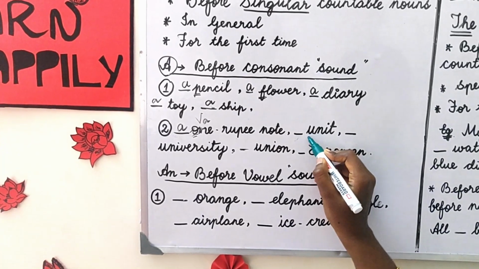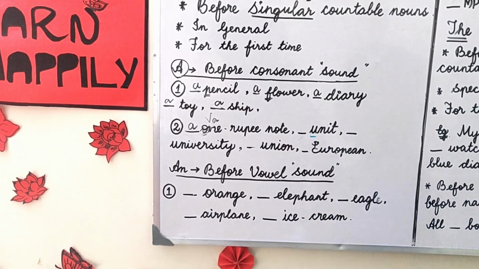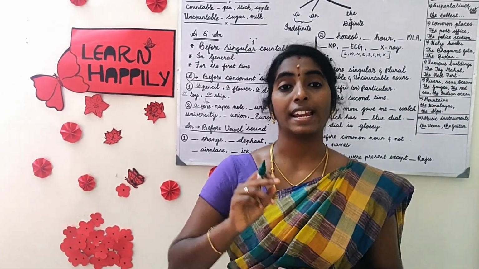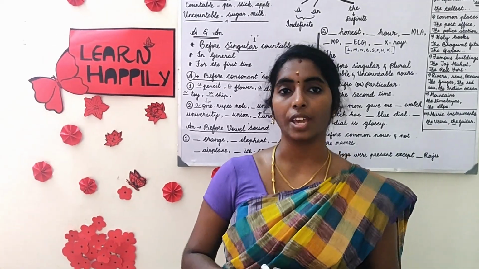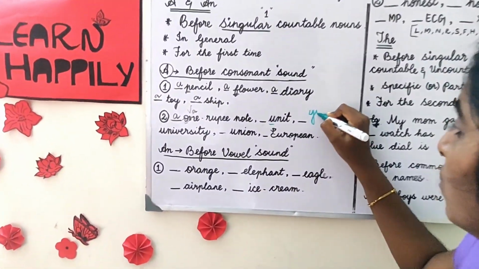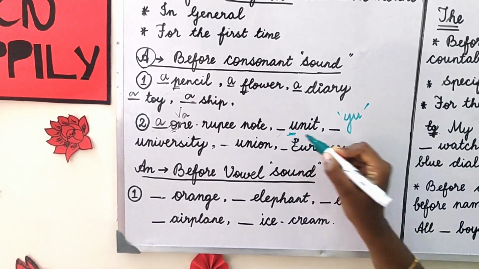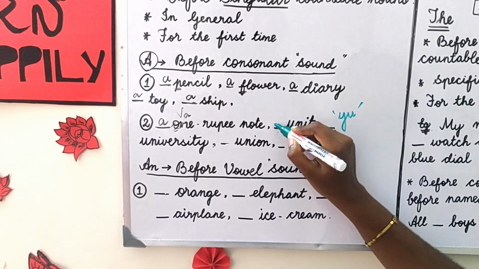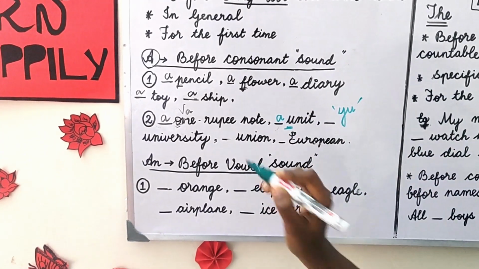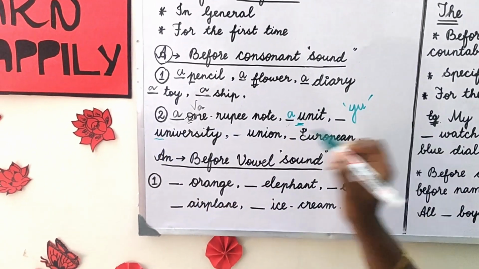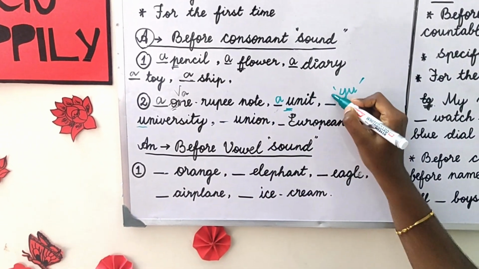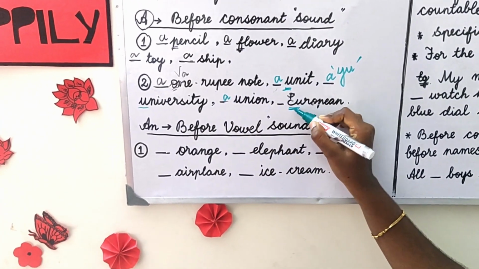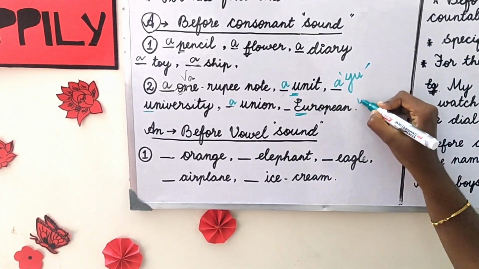Okay, coming to the next word, unit. This word doesn't have the sound of "oo". It has the sound of "yoo". See, "yoo". Unit. So it doesn't have a vowel sound. So it's a consonant sound, and you should use the article a. Similarly, university, same. University and union. So a university, a union, and in the same category comes this European also. European.